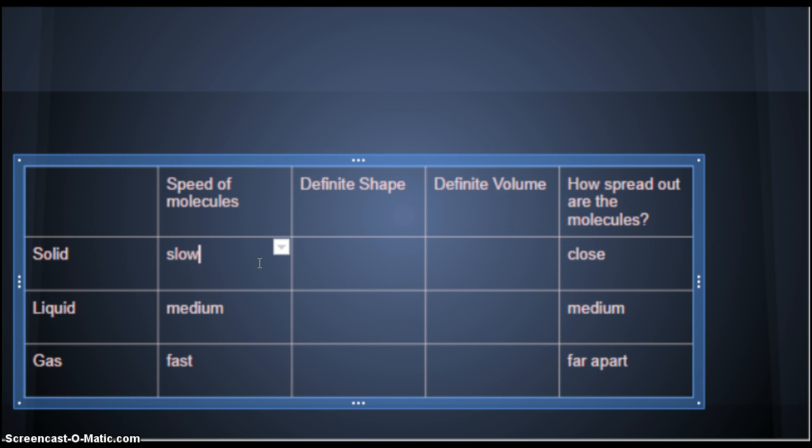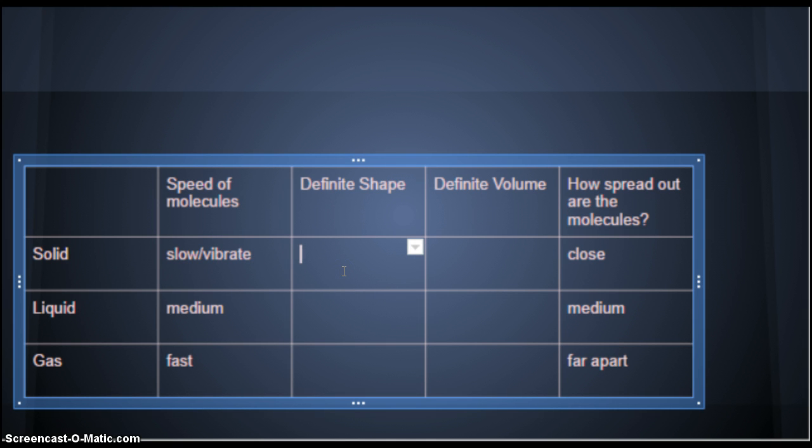Now, I want to jump back to this. Sometimes you'll see that they write down that the solid molecules are vibrating. The big thing is they're always moving. Okay, you have to remember, even if it's barely, even if it's just bumping back and forth into each other a tiny little bit, it's still motion.